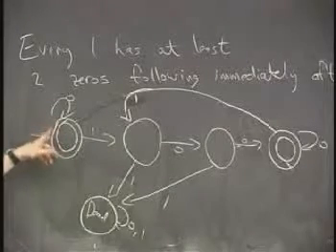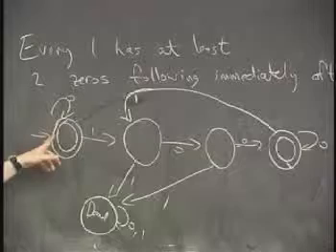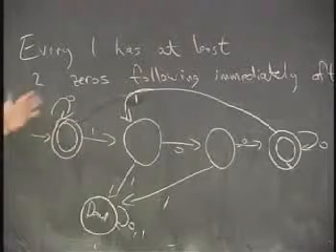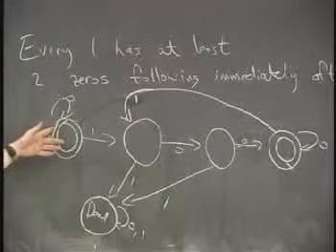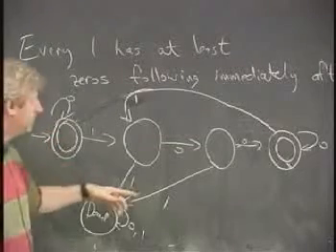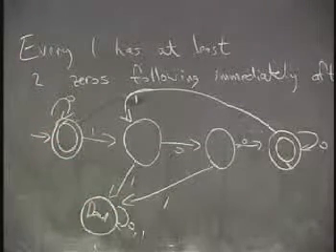Maybe. It depends how well you describe the meaning of the states. If you say that this state means I haven't just seen a 1 and the last symbol I saw was a 0, then I think it's okay. Well, I don't know. Maybe you're right. Maybe it's clear.